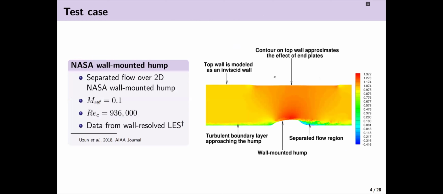So the test case I'll be talking about today, we've already seen it in the previous presentation, is the NASA hump case, Reynolds number around 1 million, and the data I'm using is from wall-resolved LES. And the flow has separation, so it's difficult for traditional Reynolds models to accurately predict.